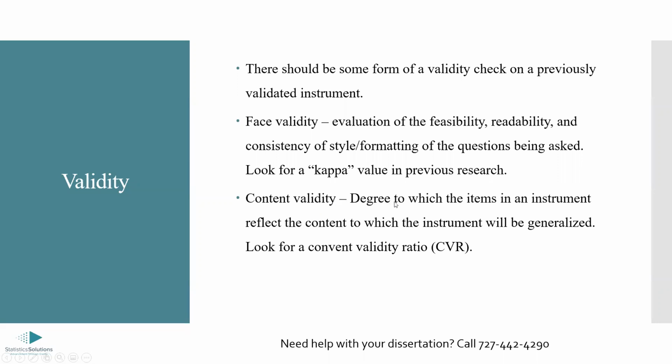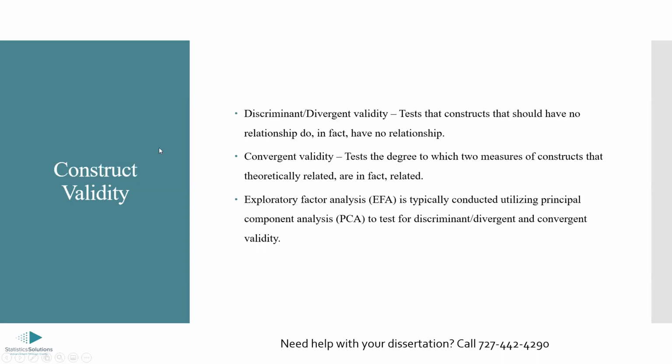Content validity refers to the degree in which your items can be generalized. And for this, you want to look for a content validity ratio. Construct validity is an overarching concept that branches into discriminant, convergent, and exploratory validity. So discriminant validity involves testing constructs that have no relationship, do in fact have no relationship. Convergent validity tests the degree to which two measures that should be related are in fact related.